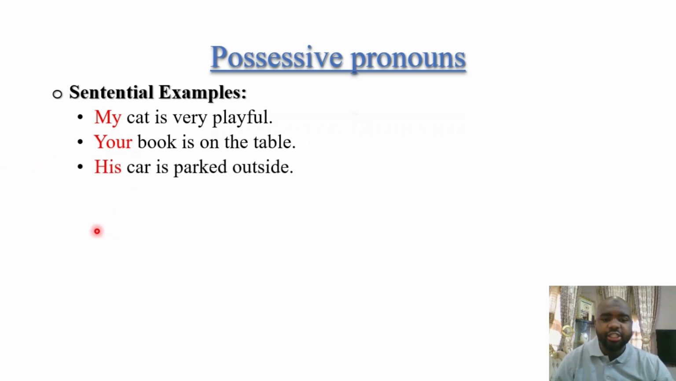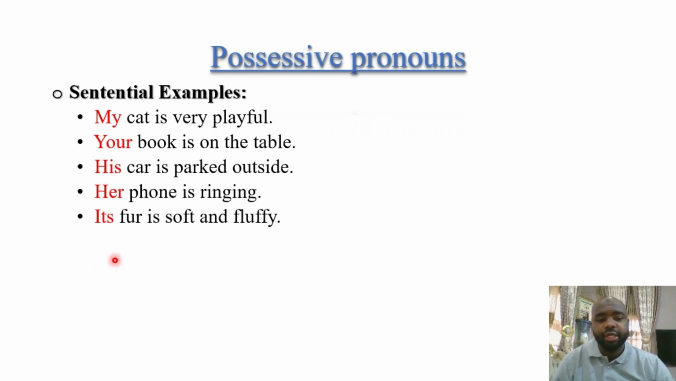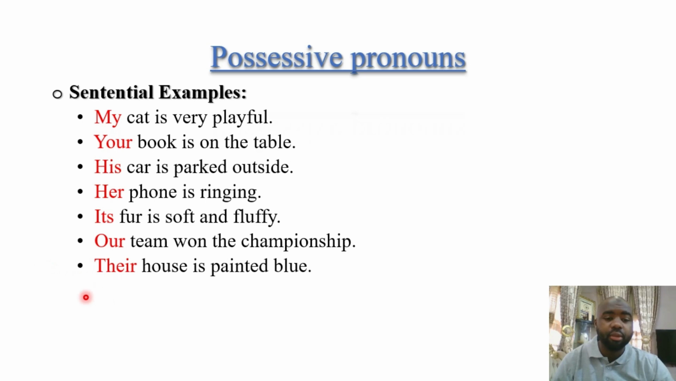His car is parked outside. This also is what? A pronoun, but also serving the role of a determiner or adjective. Her phone is ringing. Same thing with it. Its fur is soft and fluffy. Same thing here. Our team won the championship. Same thing here. Their house is painted blue.